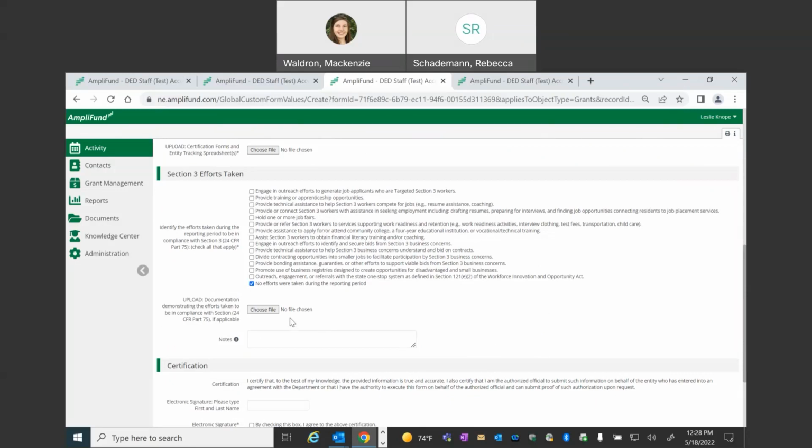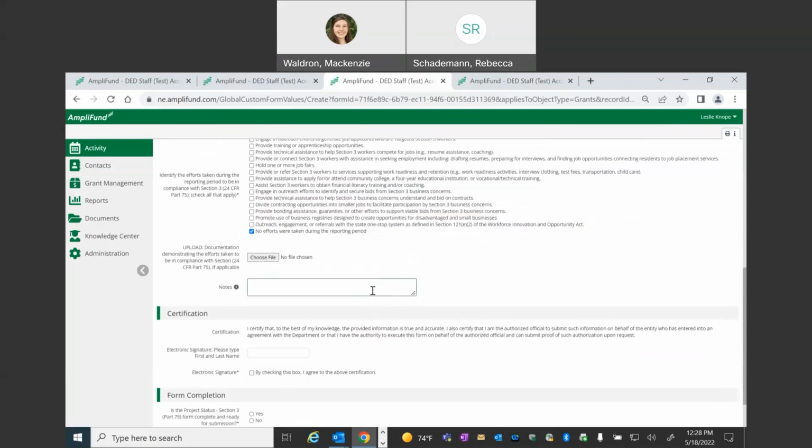If you had any outreach or other efforts conducted, please upload the documentation demonstrating your compliance with that. We do have an upload file location there. And if there are any additional notes that we need to be aware of, feel free to add them into the note field.